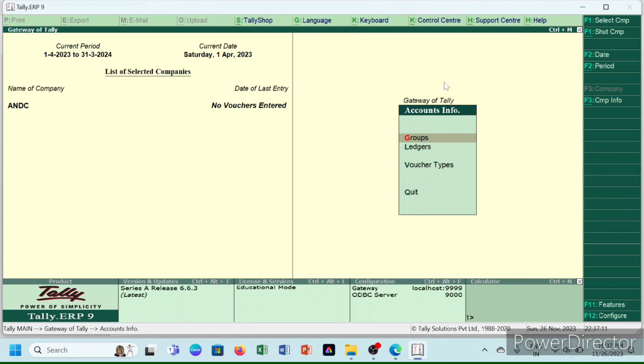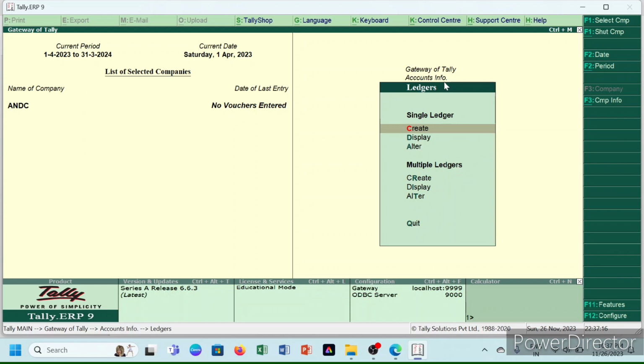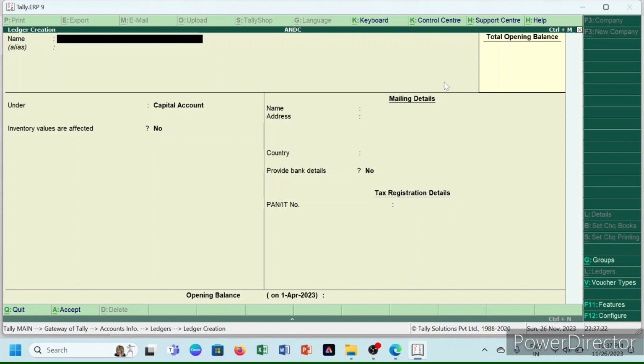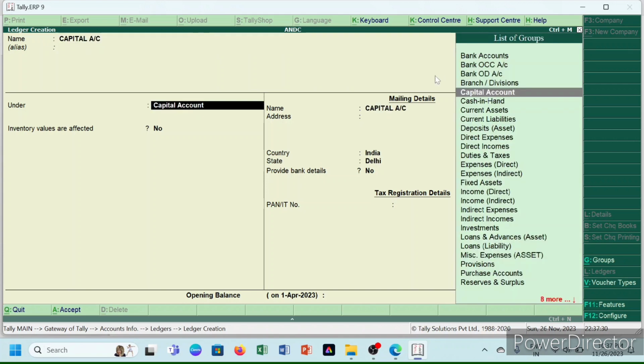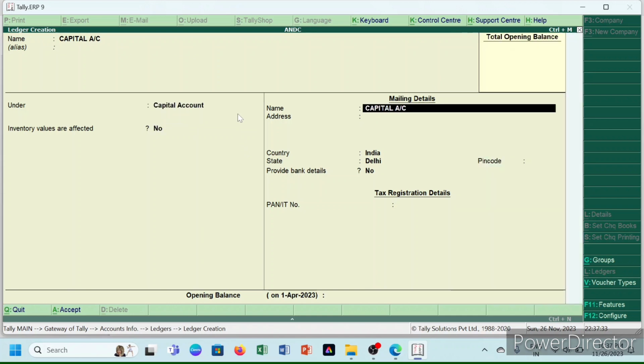Accounts. Then go to L, that is the shortcut key, and ledgers. First, we will start with creating the single ledger, capital account. Capital account will always be under the head capital account. The opening balance given in the question is 8 lakh. You have to just put the amount and the name of the account and which head it will come under.